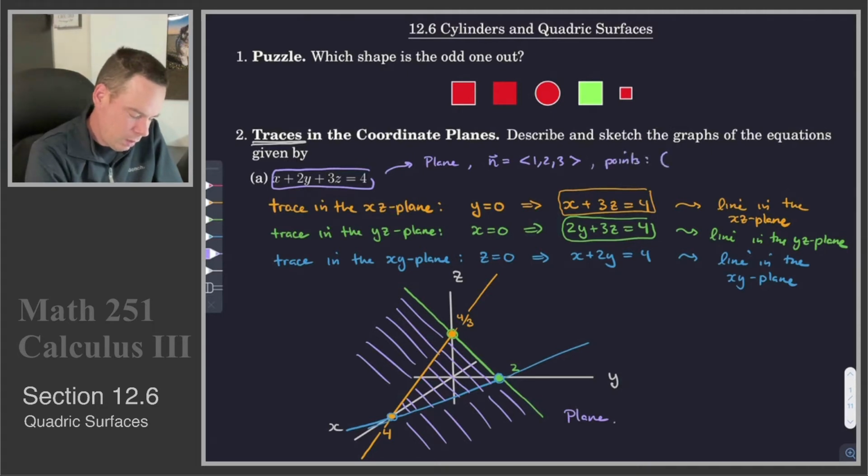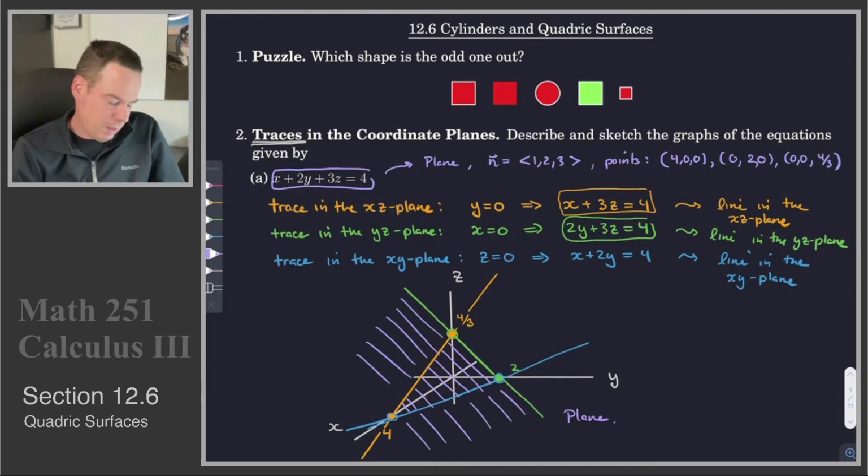The points would be, take any 2 of the x, y, and z values to be 0 and find the third one. So that would be 4, 0, 0. That would be when x and z are both 0, y is equal to 2. And when x and y are both 0, z is equal to 4/3. So we already knew that bit of information, that it was a plane, with a normal vector, passing through these 3 points.